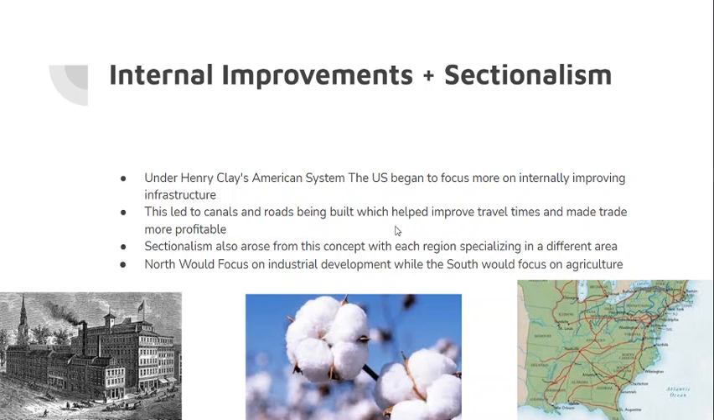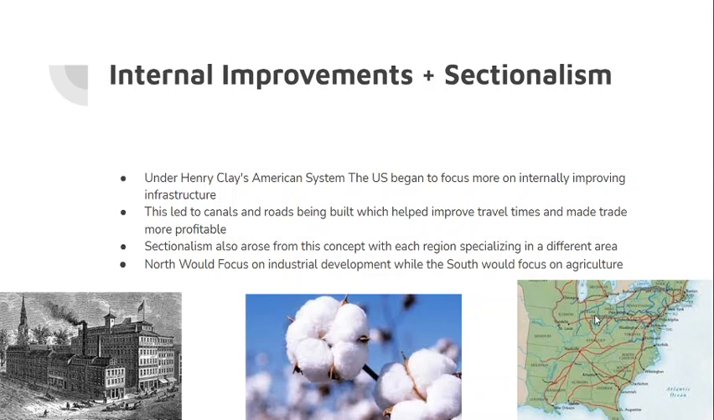Next up is internal improvements plus sectionalism. During the War of 1812 time period up until 1848, we would see something called internal improvements, and the rise of something called sectionalism. Under Henry Clay's American System, the U.S. began to focus more on internally improving infrastructure. As you can see in this graph, this shows the creation of canals and roads, which really improved travel times of horses and oxen and steamships, and made trade more profitable and more efficient too, leading to more goods being purchased, and it did increase trade.